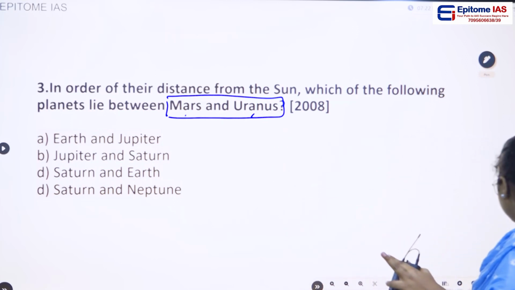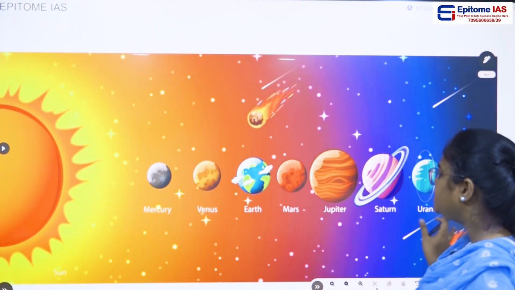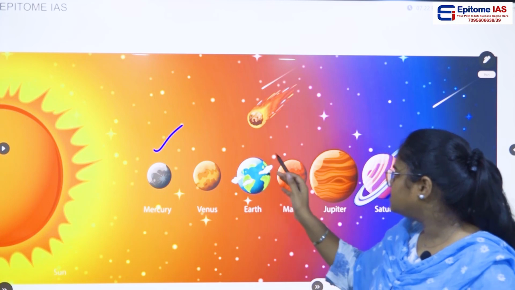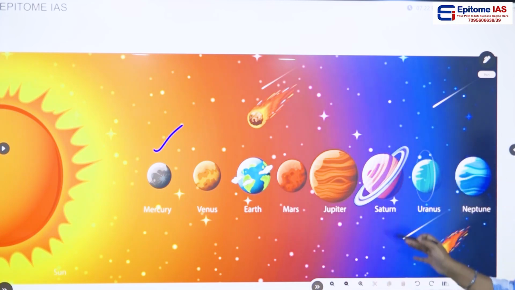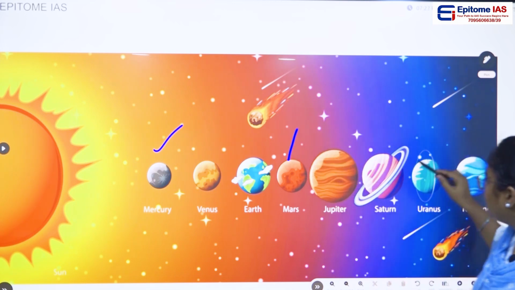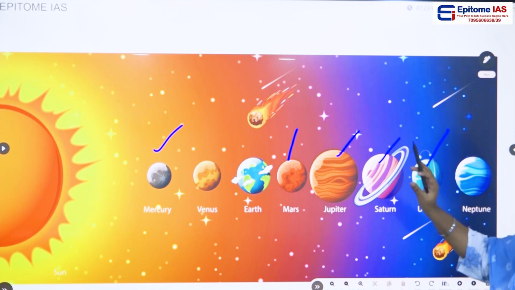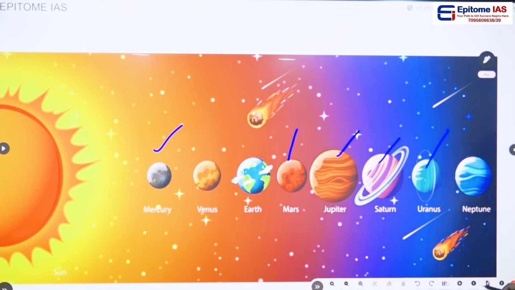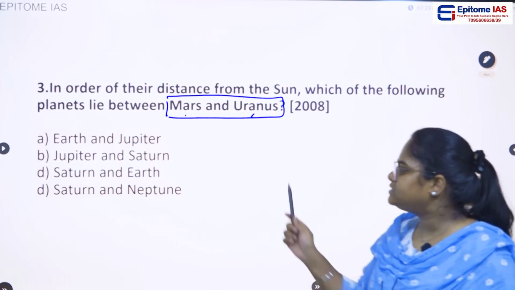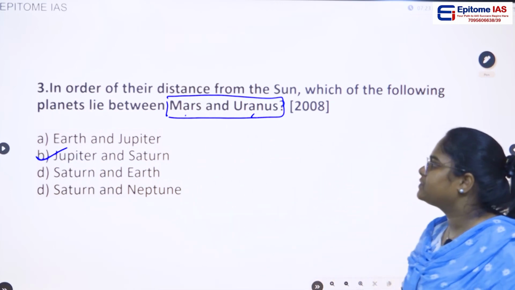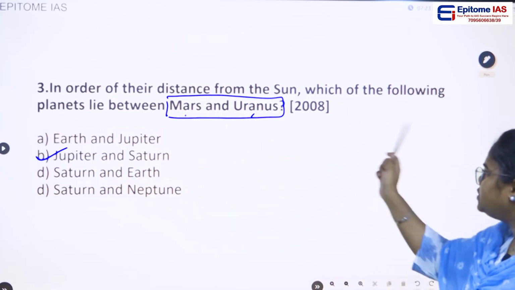So let us have a look at the position of the planets. After the sun, the first planet is Mercury, then Venus, Earth, Mars, Jupiter, Saturn, Uranus and Neptune. They are simply asking which planets lie between Mars and Uranus. These two, Jupiter and Saturn, lie between Mars and Uranus. So let us go back to this question. What is the correct answer? The correct answer is Jupiter and Saturn. These two lie between Mars and Uranus.